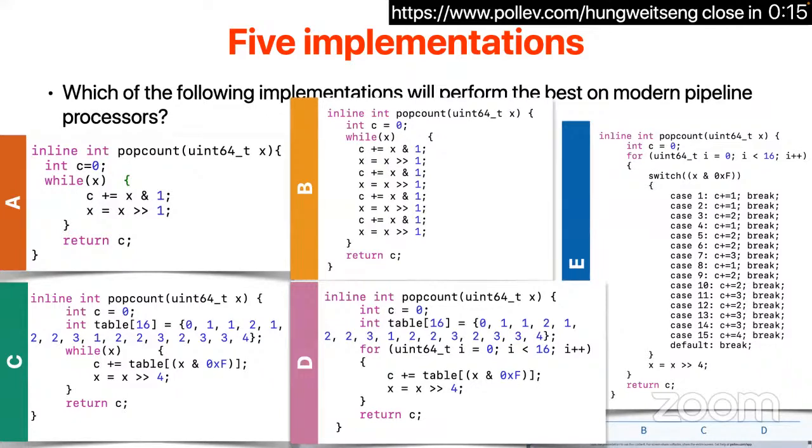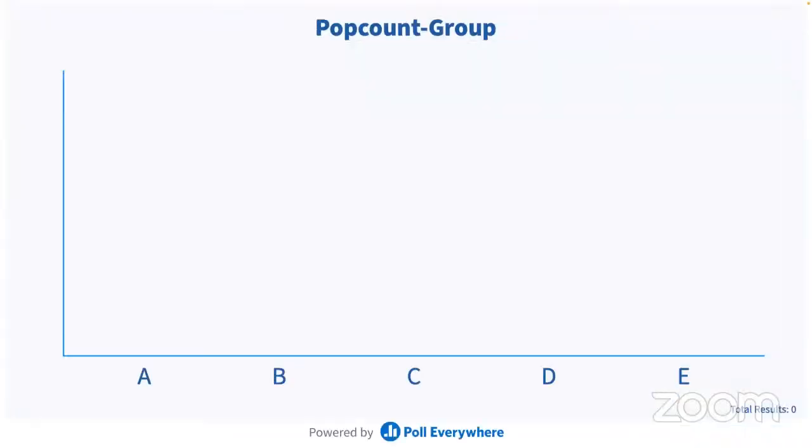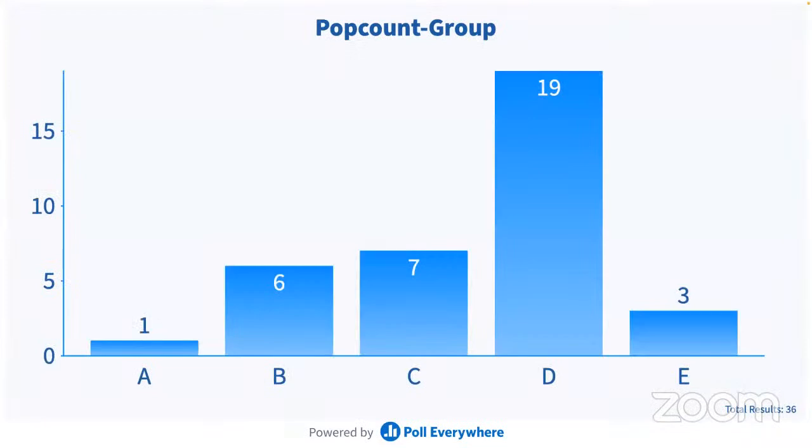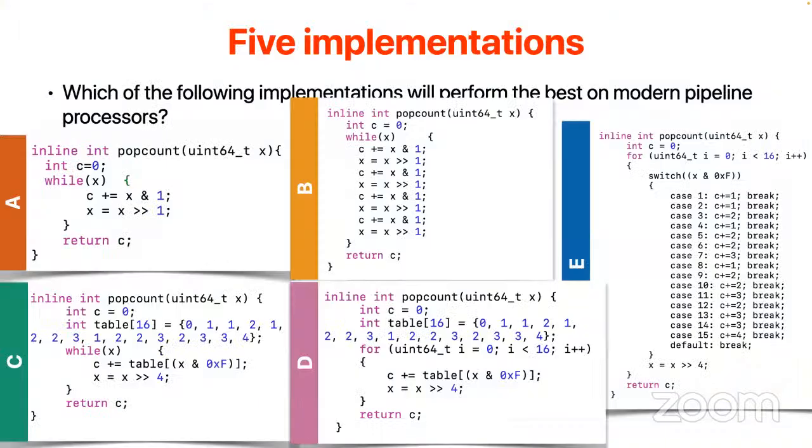All right, let's wrap up in 15 seconds. Okay, so looks like after discussion, more of you think the answer is D. So, why? You just picked D. Why? Dependency of X. But this one also has dependency of X, right?